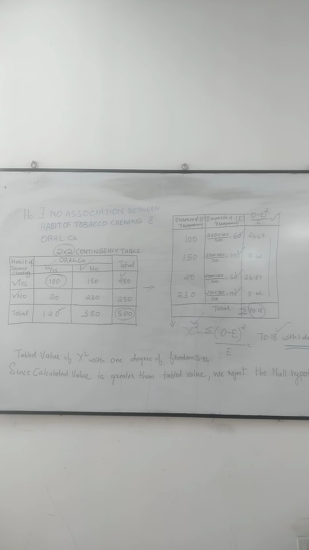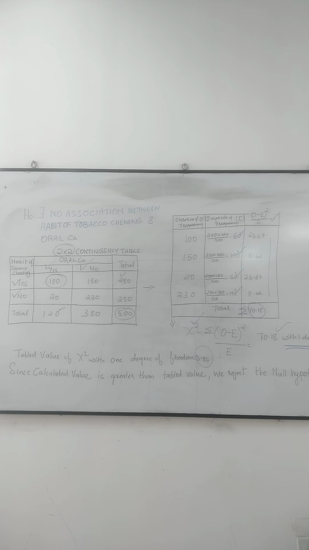Now from the statistical table, we get a chi-square value with 1 degree of freedom at 5% significance level, and that value is 3.84. That value is expressed here. This value is what we call the table value of chi-square with 1 degree of freedom. So the calculated value with us is 70.18, and the table value is 3.84.